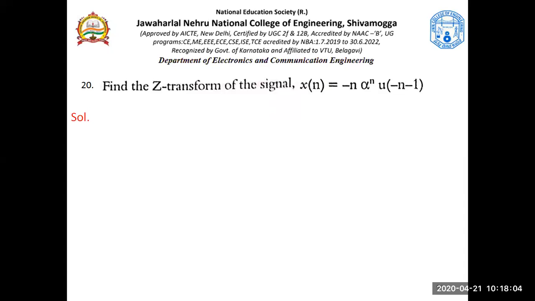Now let's see this problem. Here also you need to find out x of z using the properties. Now, which is the standard signal? Minus alpha power n u of minus n minus 1 is a standard signal. But this problem they have solved in a different way. What way have they solved it? This minus they have associated with this. See this? Minus u of minus n minus 1.